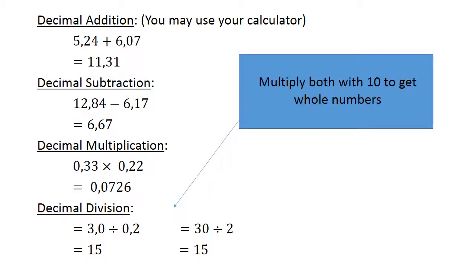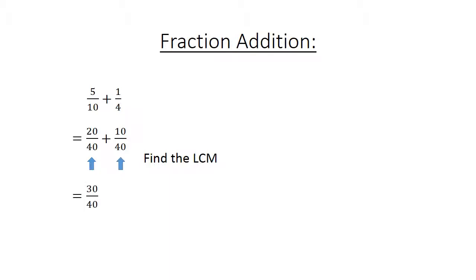Multiply both with 10 to get whole numbers. 30 divided by 2 equals 10. Fraction addition. 5 over 10 plus 1 over 4. Find the lowest common multiple. 20 over 40 plus 10 over 40 equals 30 over 40. Simplify: 3 over 4.